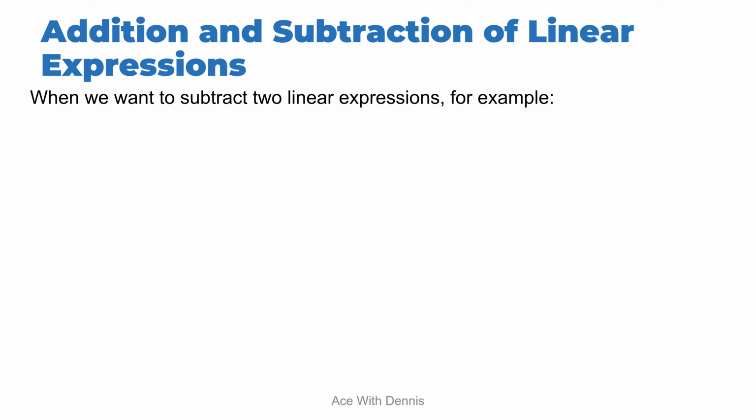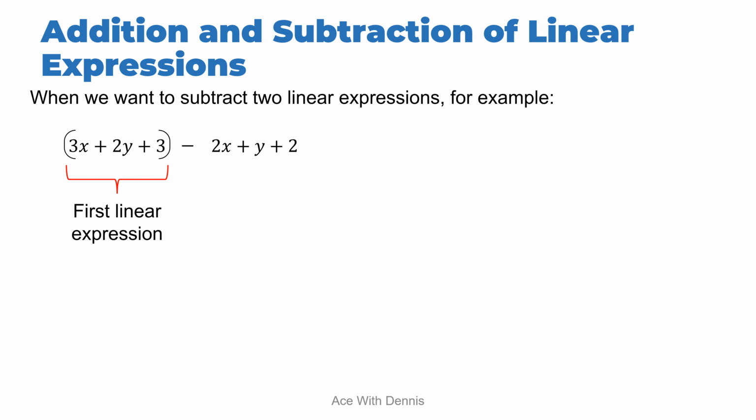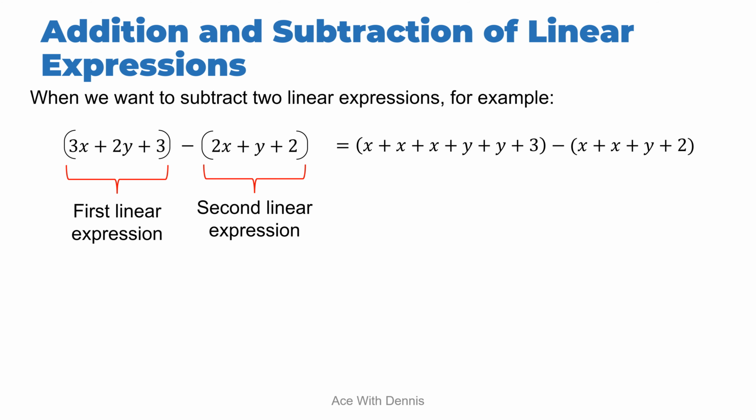On the other hand, when we want to subtract two linear expressions, for example, 3x plus 2y plus 3, this is the first linear expression, minus (2x plus y plus 2), this is the second linear expression. Notice that we need to put a bracket carefully here when we have the minus sign. Alright, so now it just means that 3x is x added to itself 3 times, 2y means y added to itself 2 times, and 2x again for the second linear expression, x added to itself 2 times.